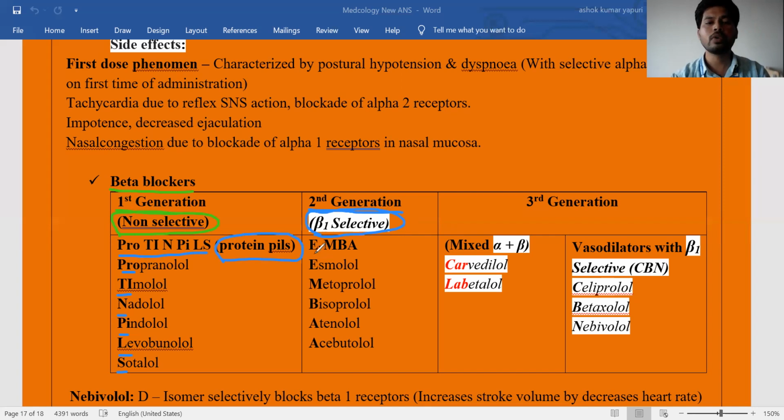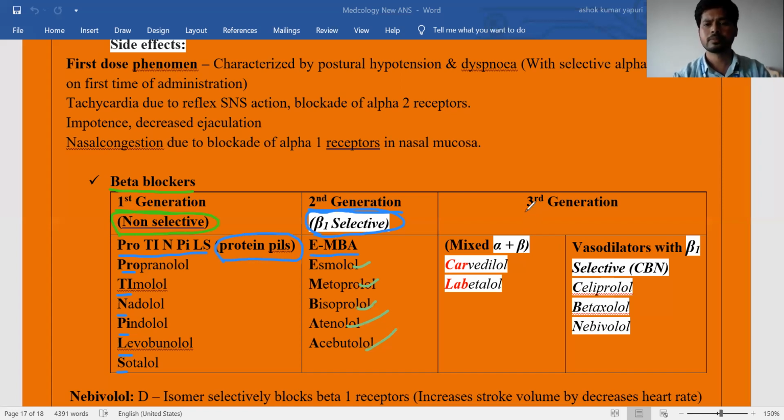The mnemonic for beta 1 selective receptor blockers is EMBA. So what are the drugs under this category? E is esmolol, M is metoprolol, B is bisoprolol, A is atenolol, and again A is acebutolol. All these five drugs come under the second generation, that is, selective beta 1 receptor blockers.